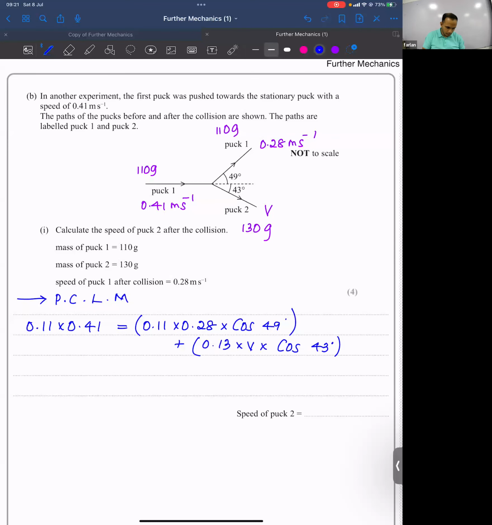0.11 into 0.41 is 0.0451. That's equal to 0.11 into 0.28 into cos 49, which is 0.0202, plus 0.13 into cos 43, that is 0.0951 V. So from here, if we get the V, 0.0451 minus 0.0202, and then you divide it by 0.0951, that is 0.262, or 0.26.